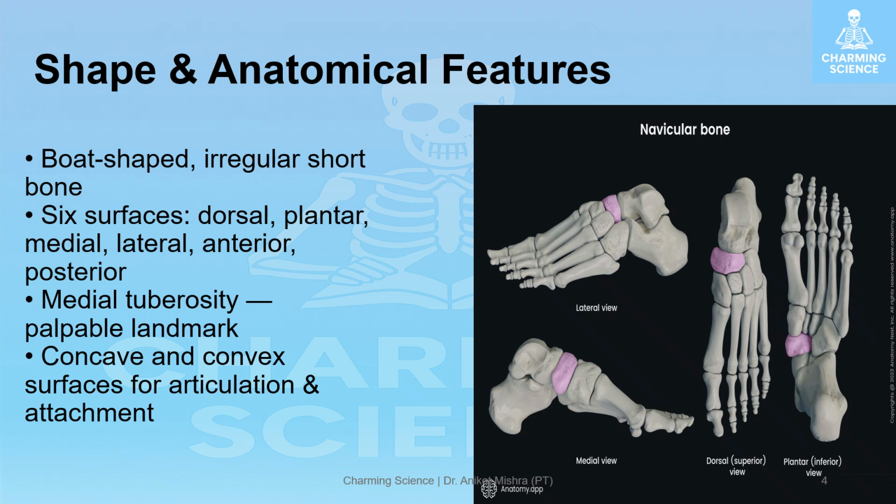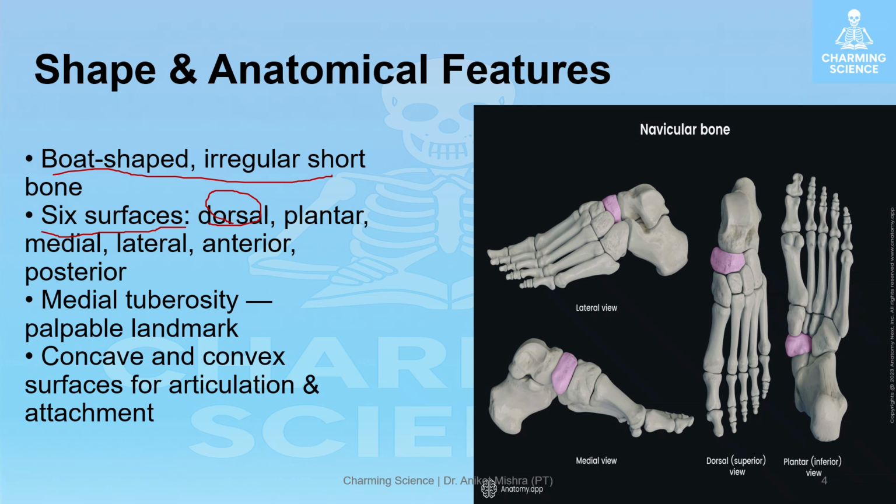This slide describes the shape and anatomical features of the navicular bone, including its surfaces and landmarks. So, the navicular is a boat shaped, irregular short bone, which contributes to its name and function. It has 6 distinct surfaces, each with specific anatomical and functional features. Starting from the dorsal side or the upper surface, it is convex and rough, providing attachment for ligaments.